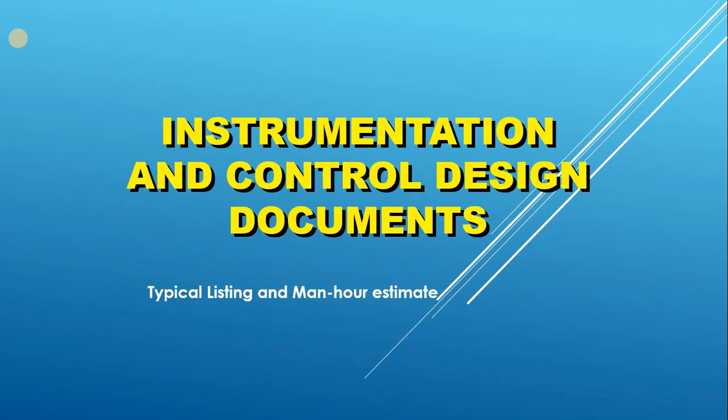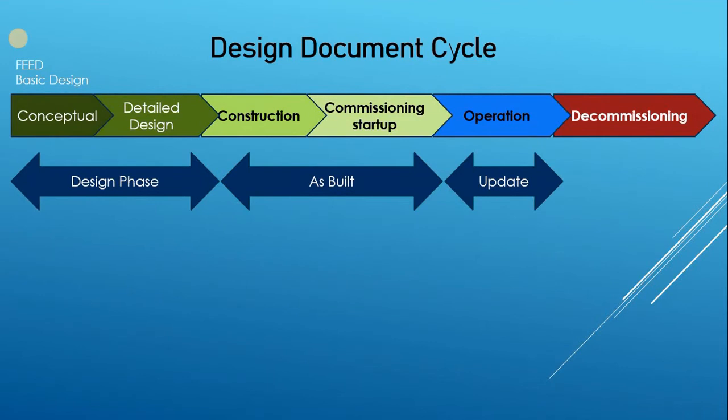In this video we'll talk about some of the design documents, specifically in the instrumentation and control discipline. Before we go into this, we will look at any design document cycle. The cycle would be, starting with a FEED, front-end engineering design, or somebody will call it basic engineering or conceptual engineering, and then it moves into the design phase and detailed design, and then during the construction, commissioning, operation, and the decommissioning at the end of the life cycle of the plant itself.